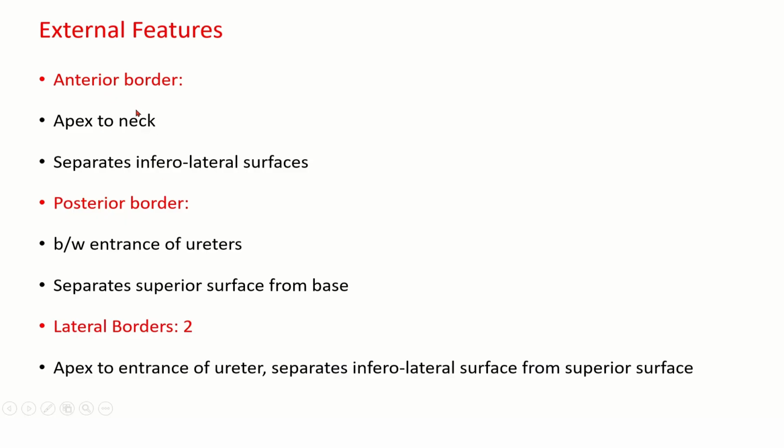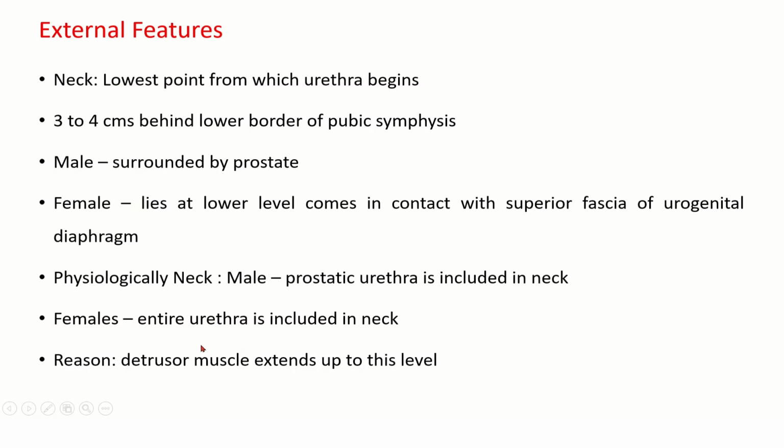Anterior border extends from apex to neck, separates the inferior lateral surfaces. Posterior border, between the entrance of ureters, separates the superior surface from the base. Lateral borders, from apex to entrance of ureter, separate the inferior lateral surface from the superior surface. So there are two inferior lateral surfaces and there are two lateral borders.